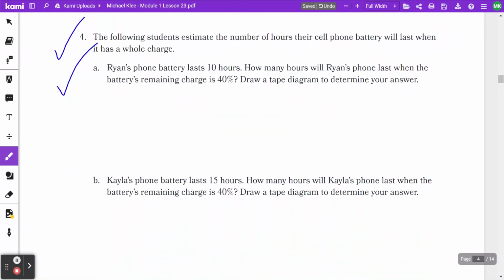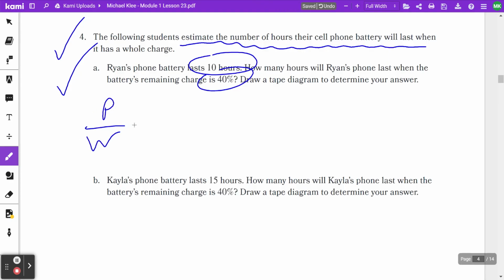Next page, let's see. Students estimate the number of hours their cell phone battery will last. Okay, so Ryan's cell phone battery lasts for 10 hours. That sounds pretty good. How many hours will Ryan's phone last when the battery's remaining charge is 40%? All right, so he has 40% left. Now I'm going to run what I call the part over the whole a little bit. So his battery lasts 10 hours. That's a whole value, right? That's the total.